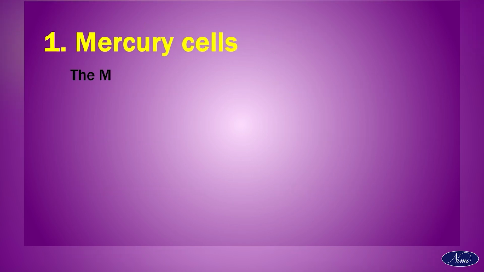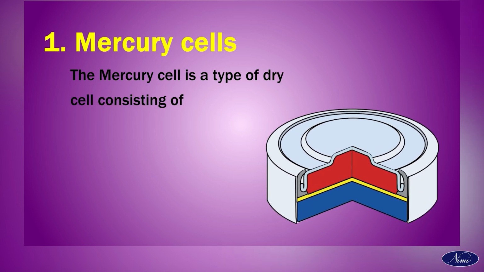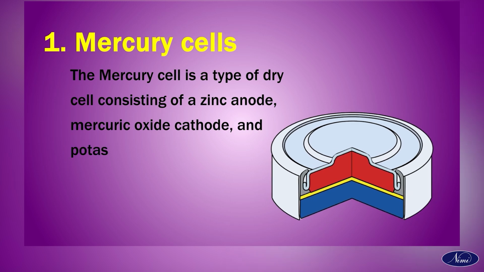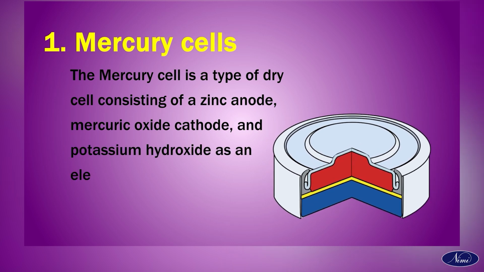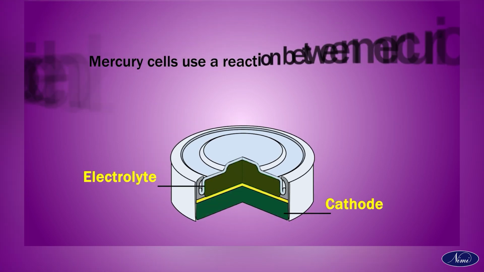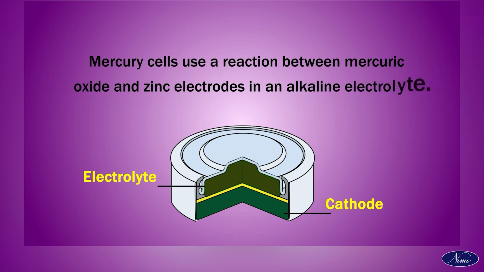Mercury cells. The mercury cell is a type of dry cell consisting of a zinc anode, mercuric oxide cathode, and potassium hydroxide as an electrolyte. Mercury cells use a reaction between mercuric oxide and zinc electrodes in an alkaline electrolyte.